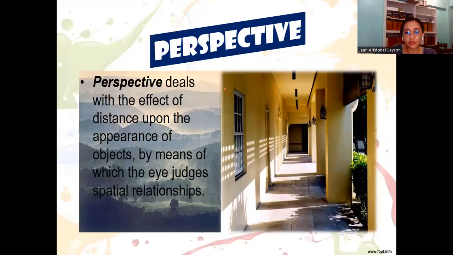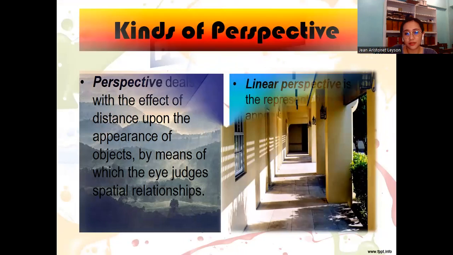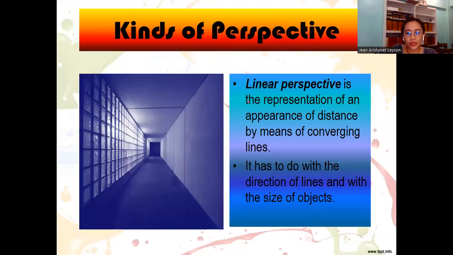So by definition, perspective deals with the effect of distance upon the appearance of objects by means of which the eye judges spatial relationships. We have different kinds of perspective. Linear perspective is the representation of an appearance of distance by means of converging lines. So it has to do with the direction of lines with the size of the object. Although this place right here is the same as here, it would seem small because it is farther from our eyes.